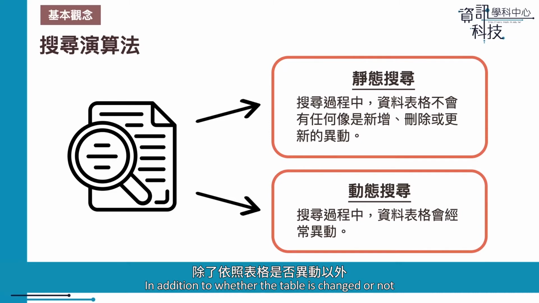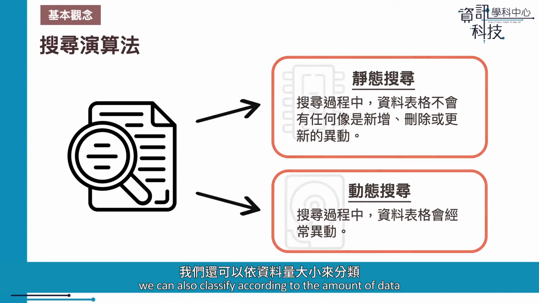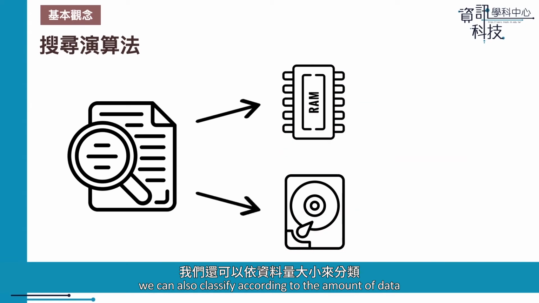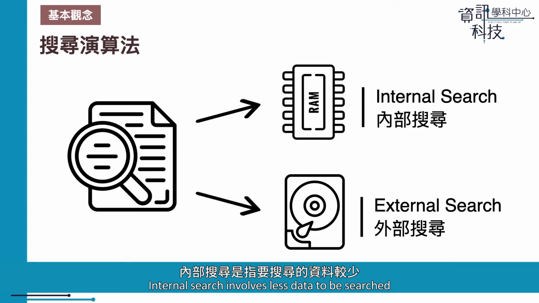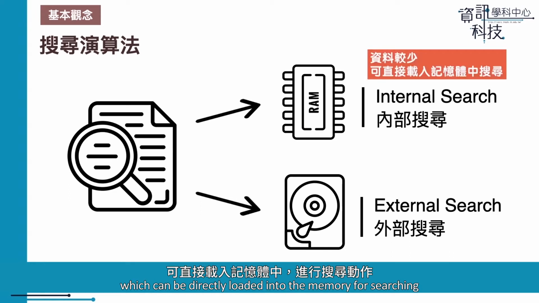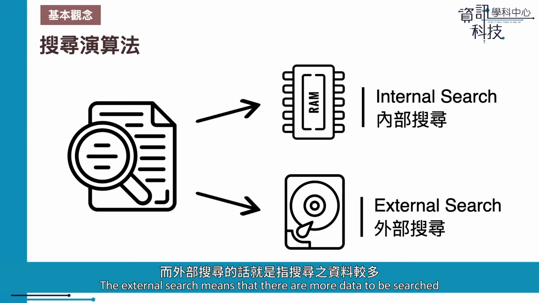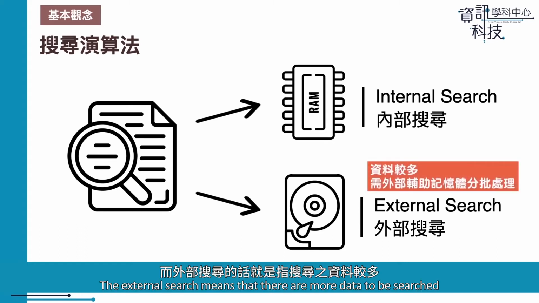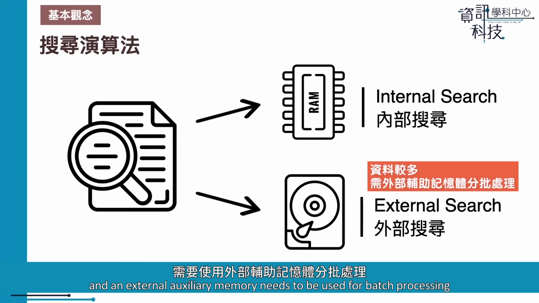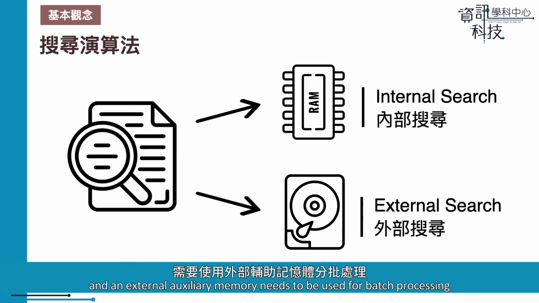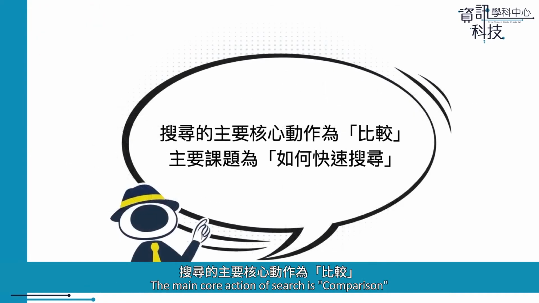In addition to whether the table is changed or not, we can also classify search according to the amount of data, as internal search and external search. Internal search involves less data to be searched, which can be directly loaded into the memory for searching. The external search means that there are more data to be searched, which cannot be loaded into the memory for searching at one time, and an external auxiliary memory needs to be used for batch processing. The main core action of search is comparison, and the main topic is how to search quickly.